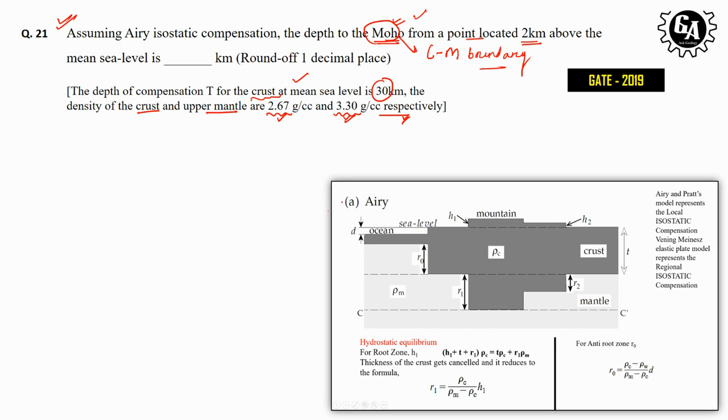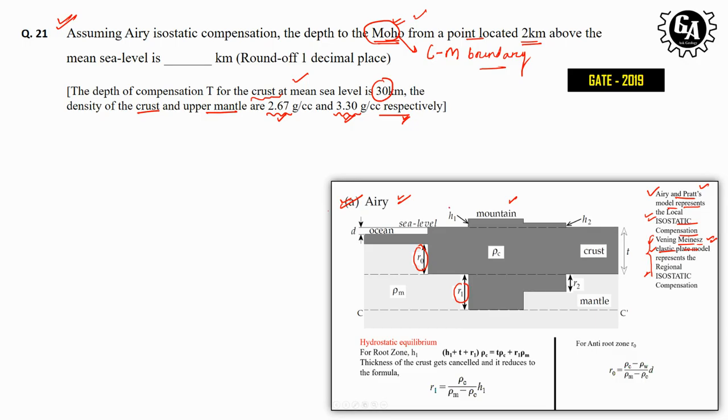You can see that the Airy and Pratt models represent local isostatic compensation, whereas the Vening Meinesz elastic plate model represents the regional isostatic compensation model. In the Airy compensation method, you can see the root zone and anti-root zone. Root zone is present beneath a mountain, and anti-root zone is present beneath any oceanic crust. This is the difference between them.